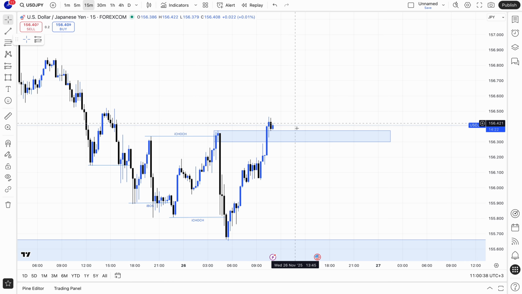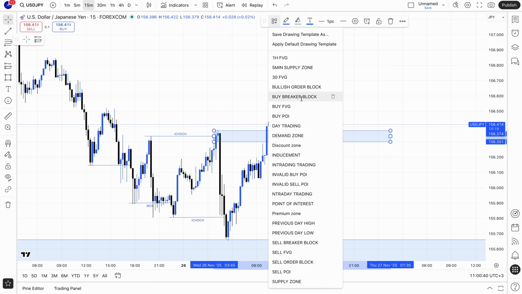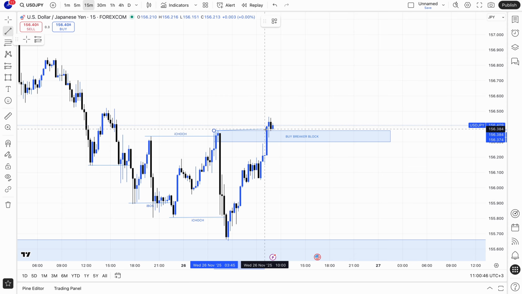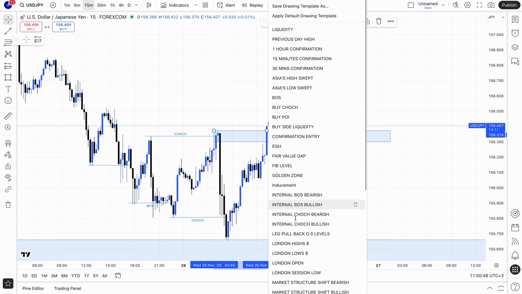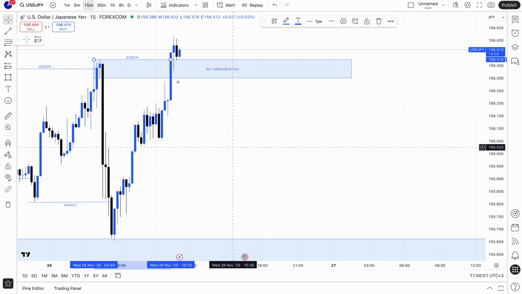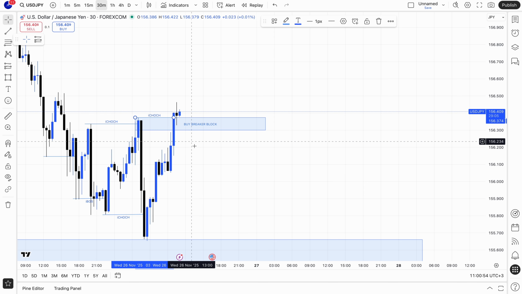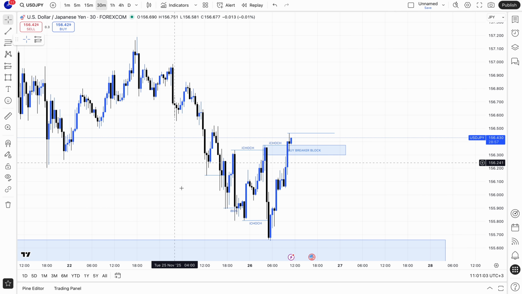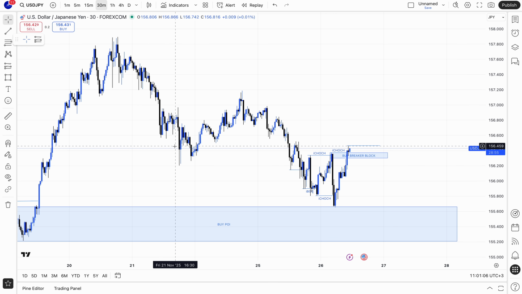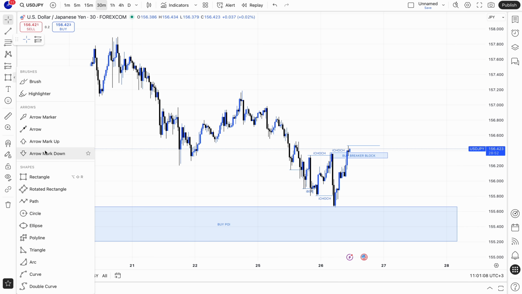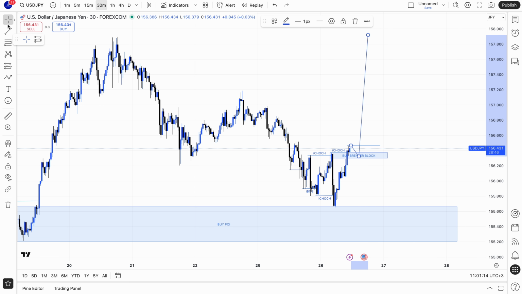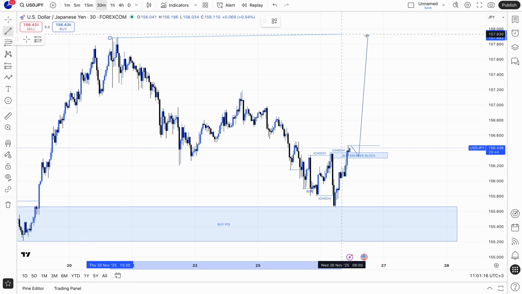We have our buy breaker block. And we have our, just need to see this candle come and close here. Then I look for buys. That's my plan, guys. And I just have to be patient for the price to continue up and target this. Okay, that's it, guys.